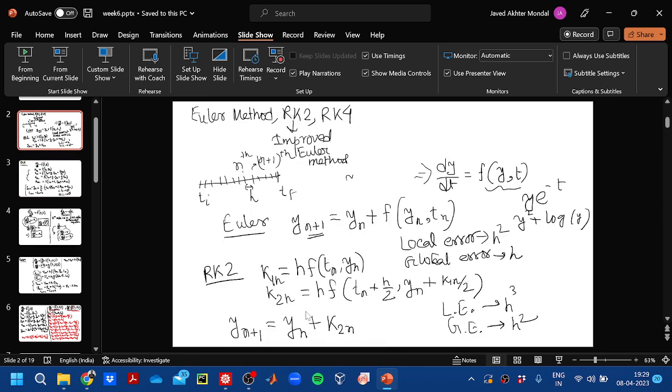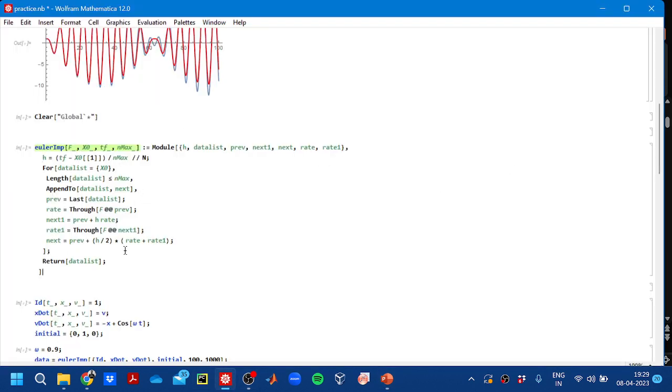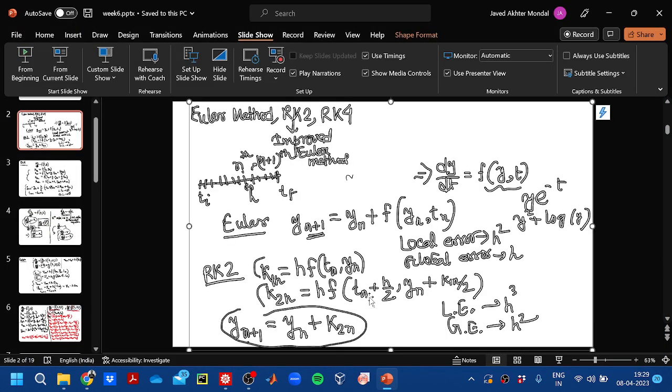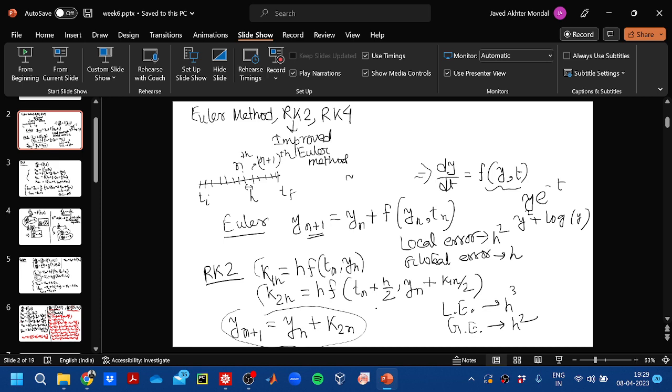So for the RK2 method, first we have to evaluate these two coefficients k1 and k2, and after that we have to implement the update rule. So in the given code, we are doing that. This is evaluated at the previous point, and this next point is what? This is the previous point plus these coefficients, t_n plus h by 2 and y_n plus k1 h by 2.